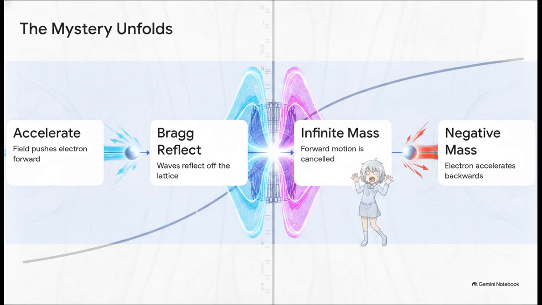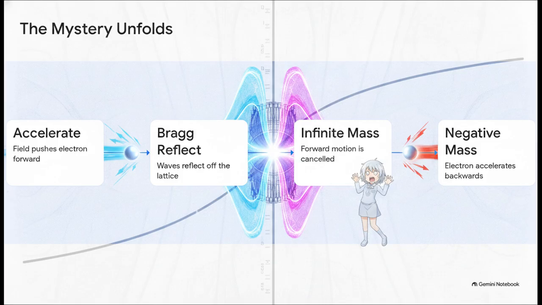Eventually, it hits a specific spot, the inflection point on our curve, and the wave actually begins to bounce back. This is what we call Bragg reflection. Right at this exact inflection point, the backward momentum from the reflection perfectly cancels out the forward momentum from the electric field, so the electron just stops accelerating forward. It doesn't matter how hard you push it. Mathematically speaking, its effective mass has just become infinite.